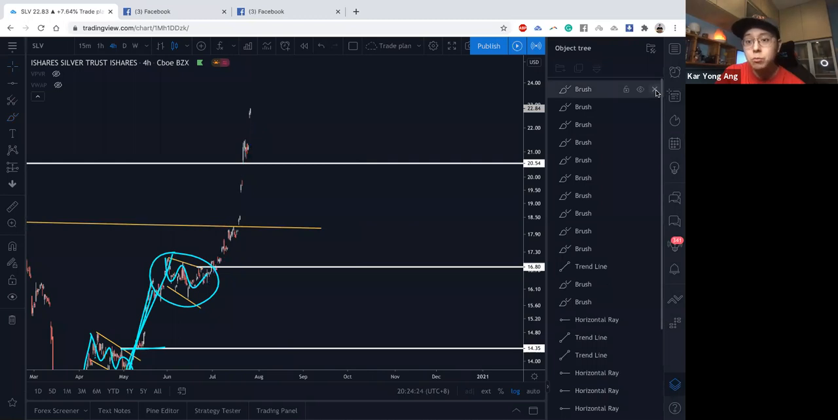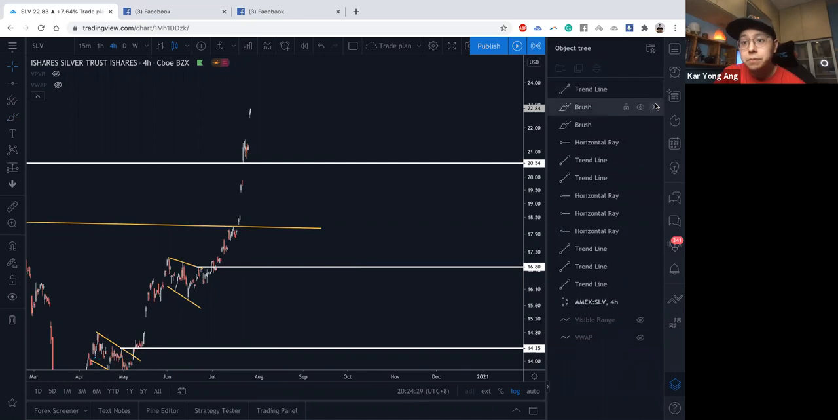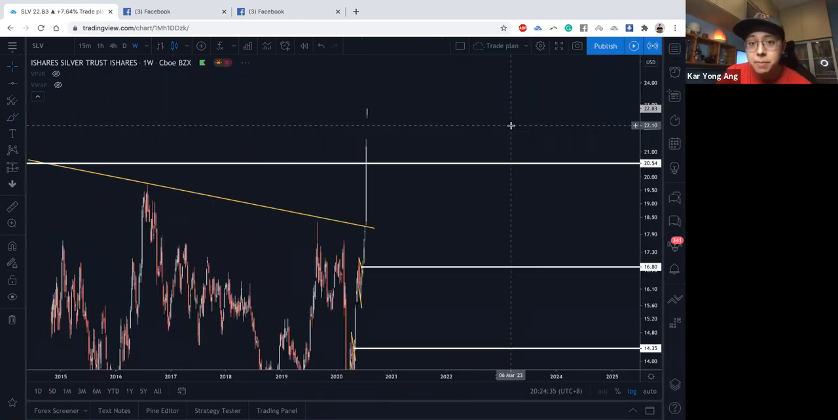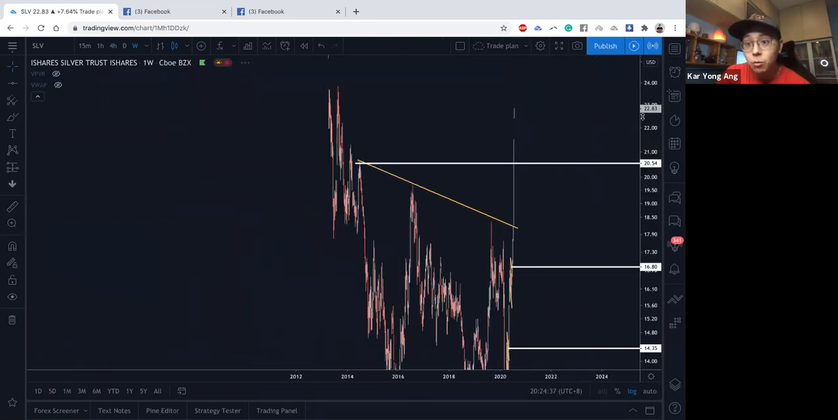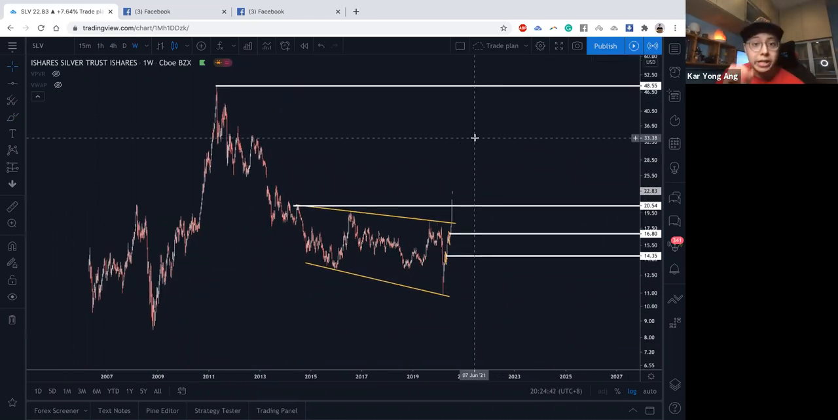Okay, so let me just remove all those drawings first. Let me do that. And over here, I want to show you in terms of SLV, from the long-term perspective, what is happening right now, on the big picture. So this is on a weekly chart.